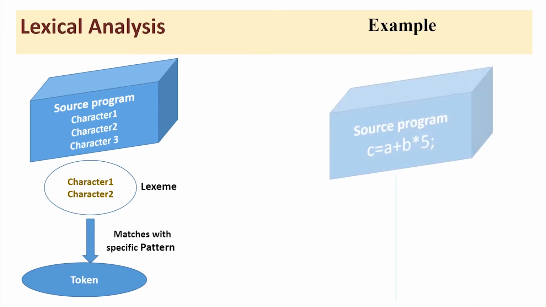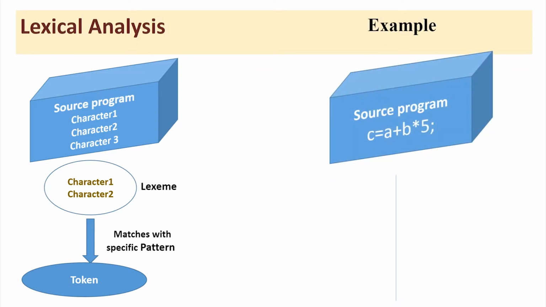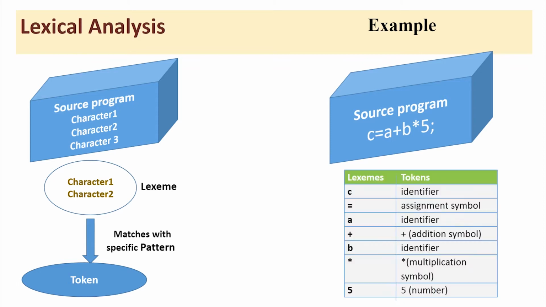Let's take an example: C = A + B * 5. Here, the compiler generates lexemes which are C, =, A, +, B, *, and 5, and matches them with specific patterns to generate tokens.